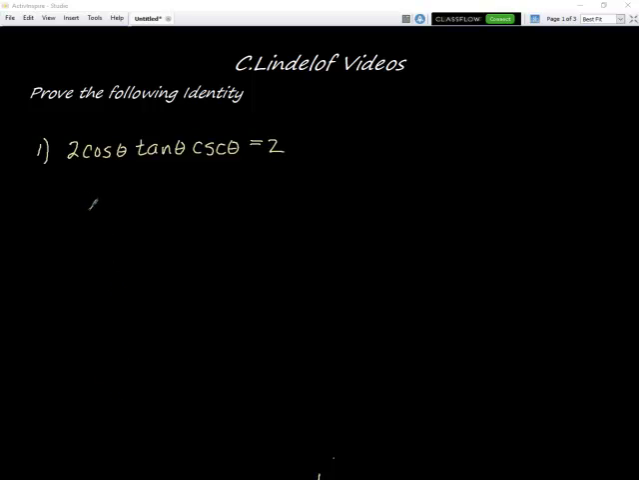Here we go. 2 cosine theta times tan theta times cosecant theta is equal to 2. So I'm going to take this 2 out here, and I'm going to say that cosine theta is equal to cosine theta over 1. Tan theta is equal to sine theta over cosine theta. Cosine theta times 1 over sine theta equals 2. Remember, we're doing a left-hand proof, so we can only manipulate the left hand. Cosine over cosine is 1. Sine over sine is 1. 2 times 1 equals 2.